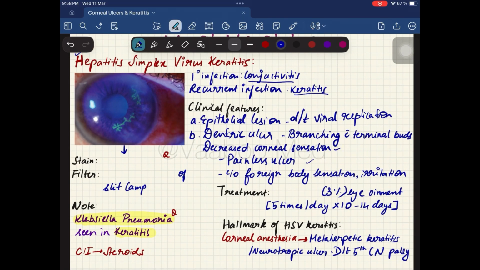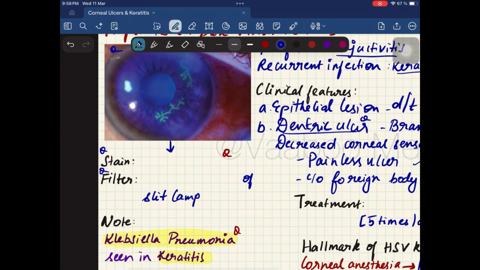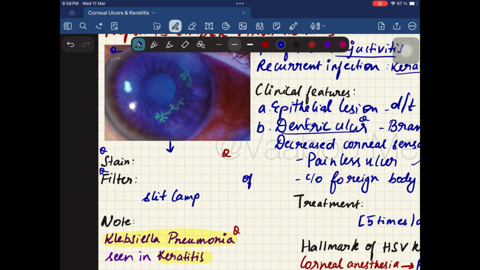Next, it has decreased corneal sensation and a painless ulcer. As a clinical feature, the patient might complain of a foreign body sensation in the eyes or irritation in the eyes. The stain and filter both appear in the exam. These images appear in the exam, and the dendritic ulcer also appears in the exam.